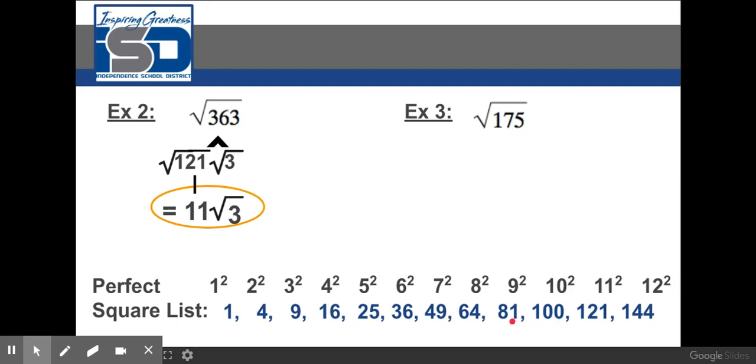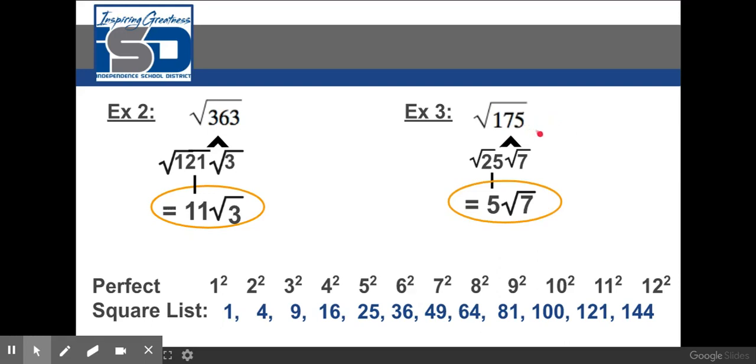So 175 divided by 81 doesn't work out, nor does 64. If I divide 175 by 49, it still doesn't work. Divide it by 36, it does not. But we know that 25 divides into it 7 times. If we do 25 times 7, it equals 175. Take the square root of both of these numbers. Square root of 25 is 5, and we bring down the radical 7. And there's our answer. So in the quadratic formula, the only thing we will have is a value.